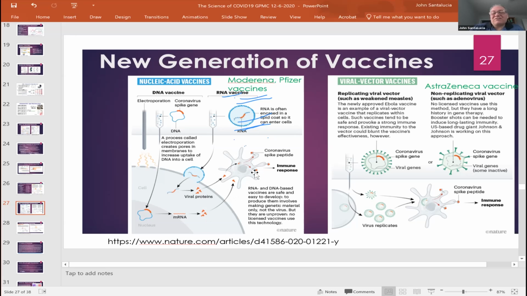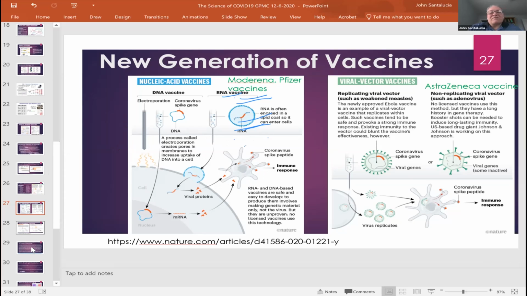And that immune response allows your body to have a memory, so that if later on you are assaulted by the SARS-CoV-2 virus, the actual virus, it has the antibodies and other immune response ready to go and respond. So the Moderna and Pfizer vaccines are of this type.